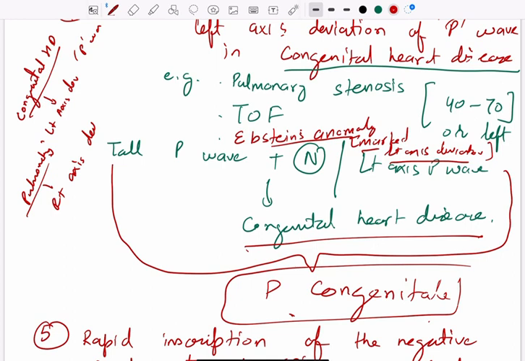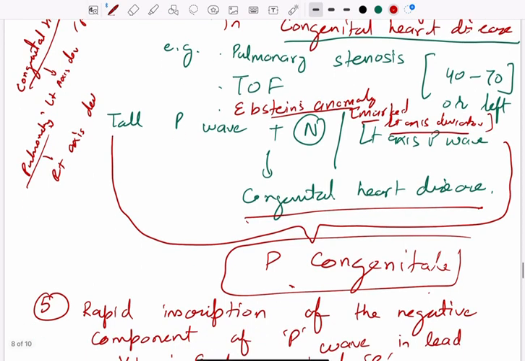P wave abnormality with right axis deviation is P pulmonale. It is more common in pulmonary causes. In congenital heart disease causes, it is P congenitale. So always remember the difference between P congenitale and P pulmonale.